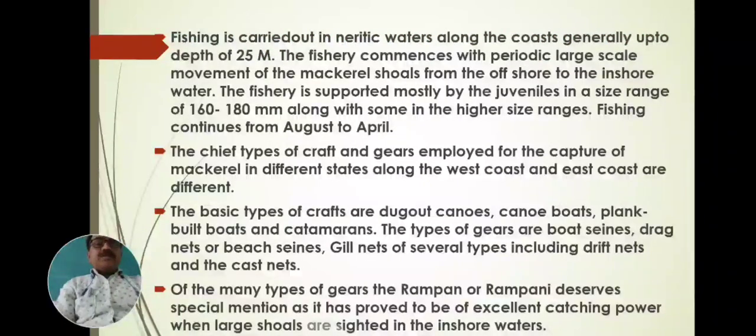For capturing these fishes, cheap types of crafts are mainly used. These are various types of dugout canoes, canoe boats, plank built boats or catamarans. The nets or gears used are boat seines, beach seines, gill nets, and several types of drift net and cast net. Of these many nets and gears, the important net used to capture the mackerel fishery on both east coast and west coast is the Rampani net.